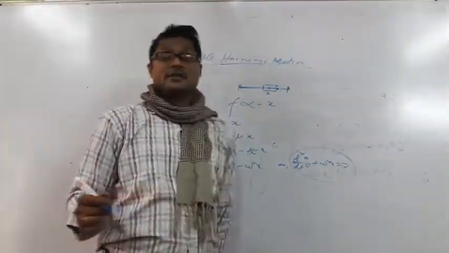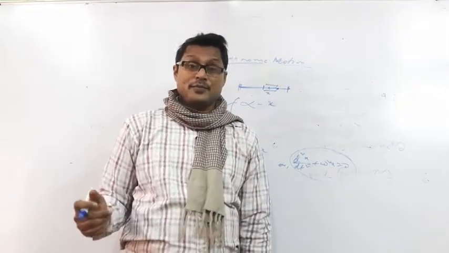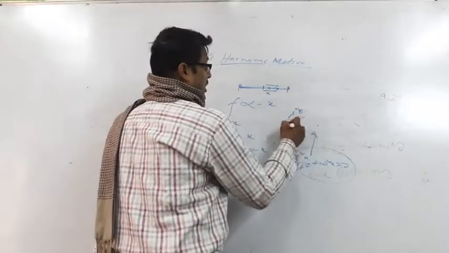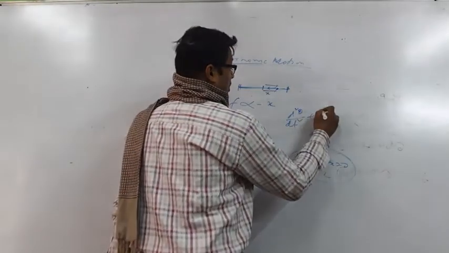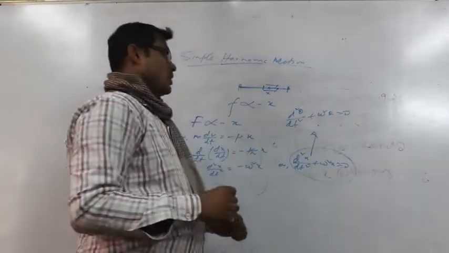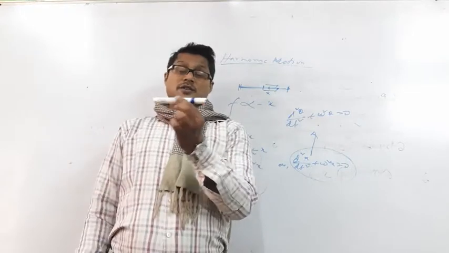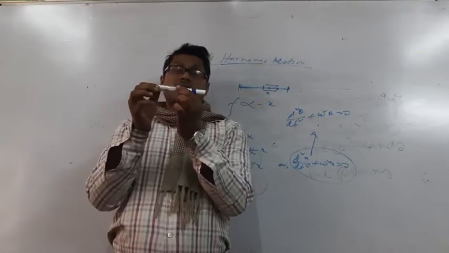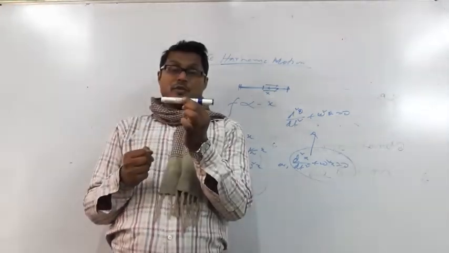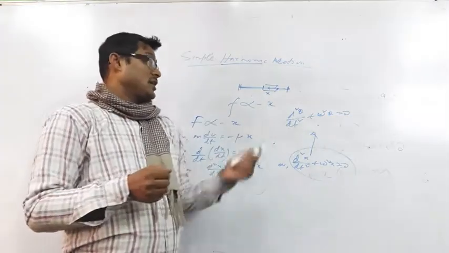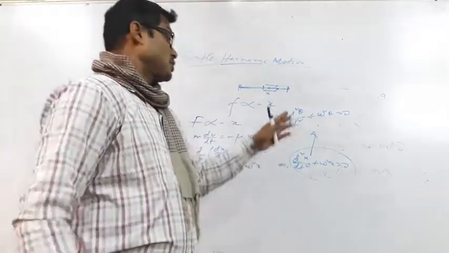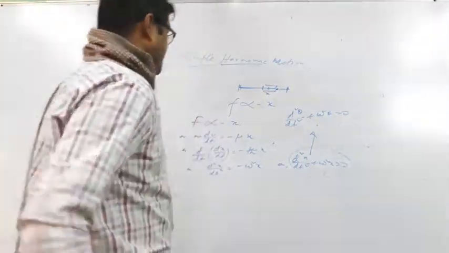But we can write this equation in angular form also. In the case of angular SHM, it will be d2 theta/dt2 plus omega square theta equals 0. If the whole body is moving like this, then it is linear SHM. If the body remains at rest but is oscillating like this, such as a magnet or dipole, these are angular SHM. So these are the two equations we have for SHM.